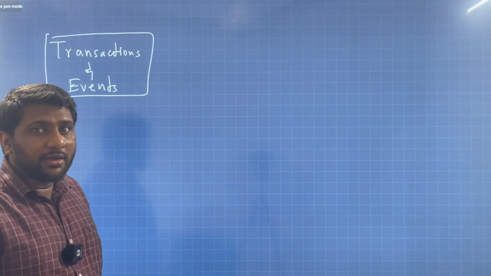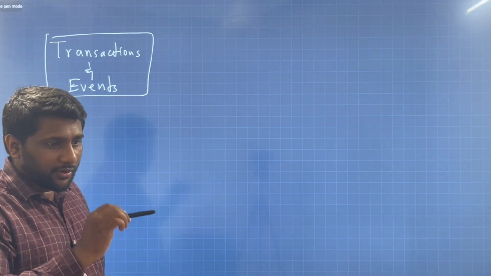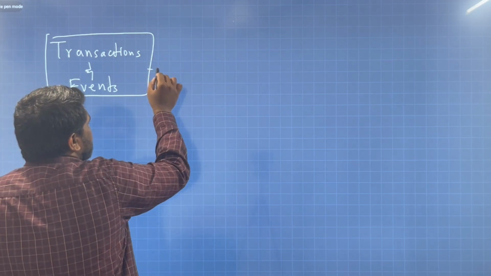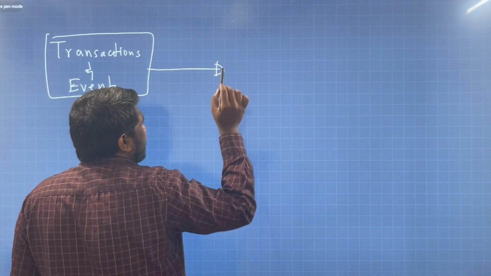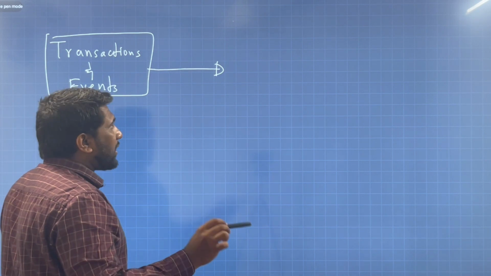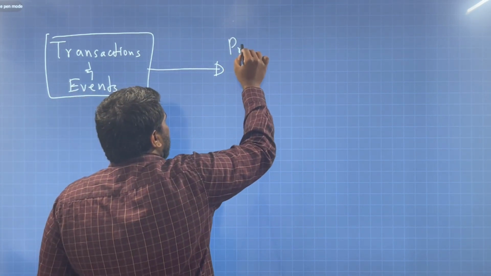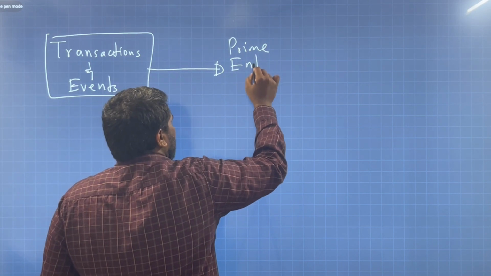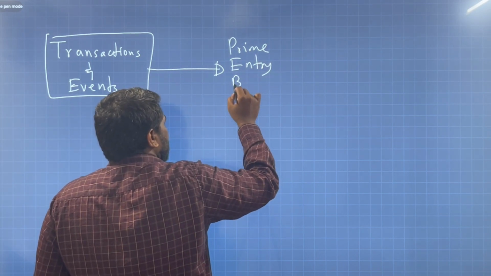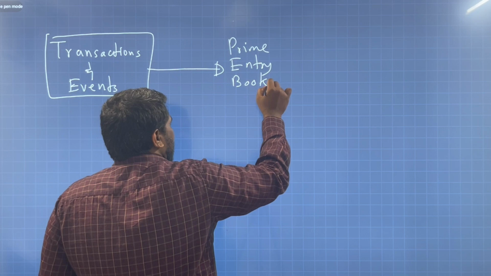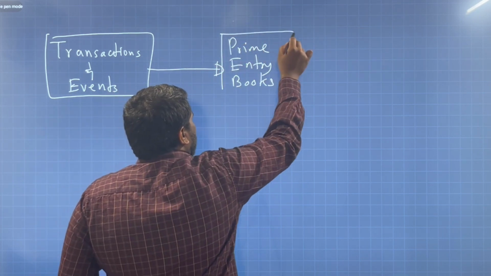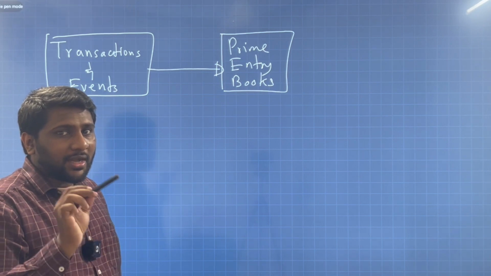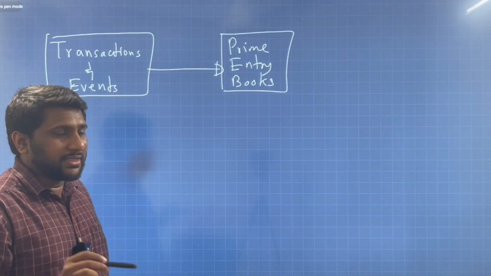So you will have to record these transactions somewhere, right? You have to write it somewhere. Whatever the transactions and events, for the first time, we will be recording them in the prime entry books. So what are these prime entry books? Very simple. Prime entry books are the books where we are recording the transactions and events for the first time.